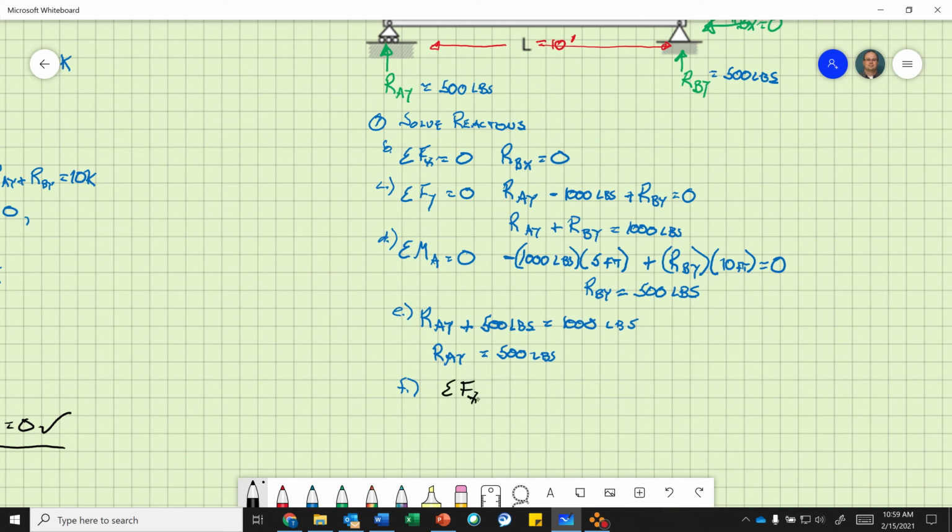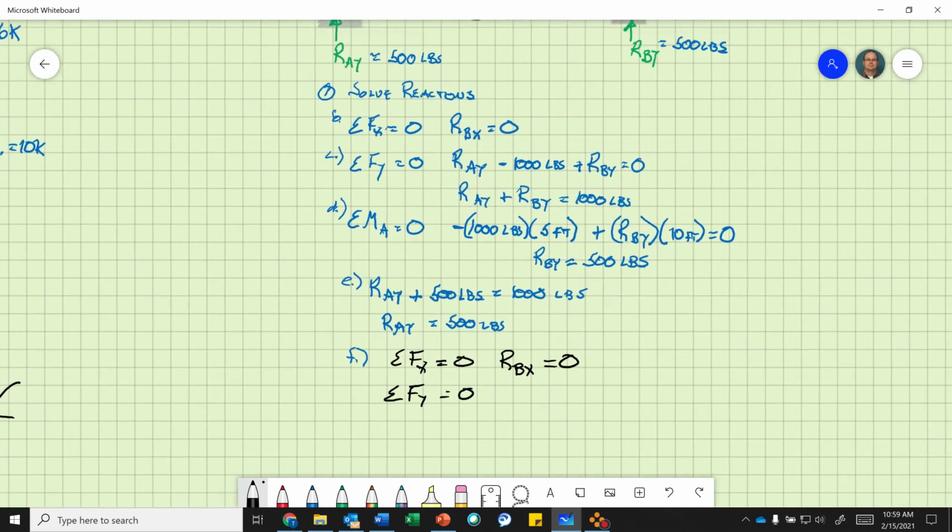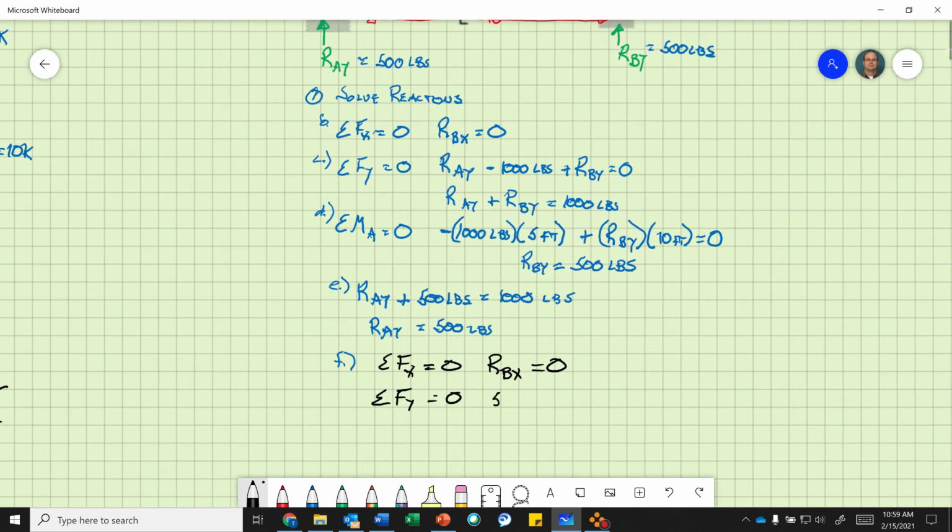Sum of the forces in the X has to equal 0. The reaction at point B in the X direction equals 0. Sum of the forces in Y has to equal 0. So we have 500 minus 1,000 plus 500 equals 0. Check. Sum of the moments about point.